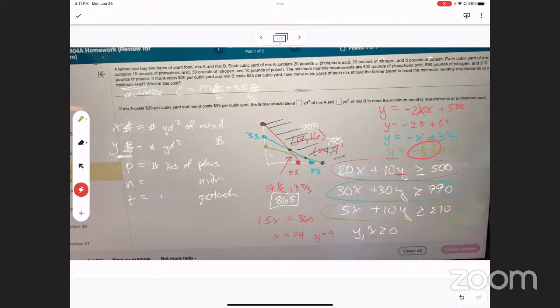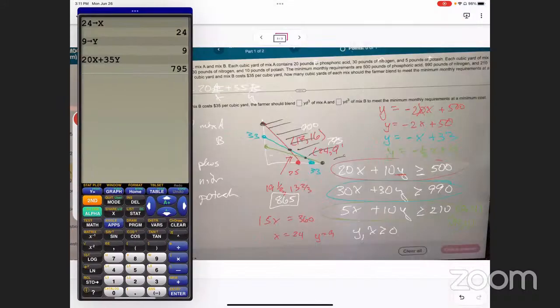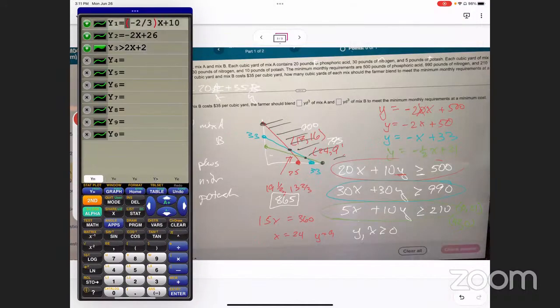Okay. And now you take those three equations and plug them in. So that's a 50 right there. Now, if you plug those in to your y equals, so clear all these. Oh, that should be equals. Would you press graph? Yeah, hit graph.